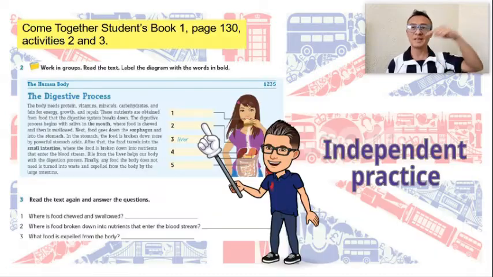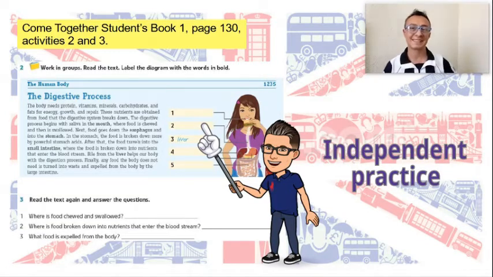It's time for doing your independent practice. In your Come Together Students Book 1, page 130, activities 2 and 3. There, you need to read very carefully the text to find all the answers to 3 questions. Well, just 3 answers to 3 questions.